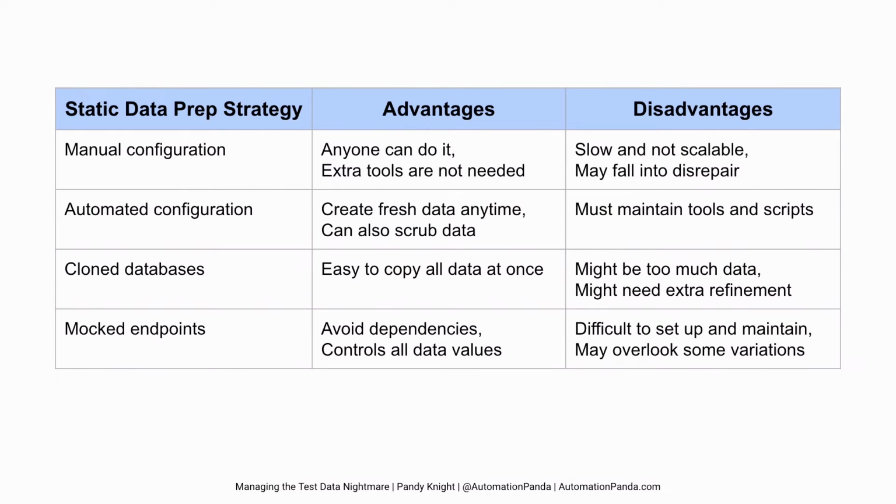These strategies can also work together. It's not pick one and ignore the others. For example, you could use automated scripts to configure product data in a golden database, and then you can make clones of that database. In another example, in a large testing environment, you could selectively choose some things to mock while using real data in others.